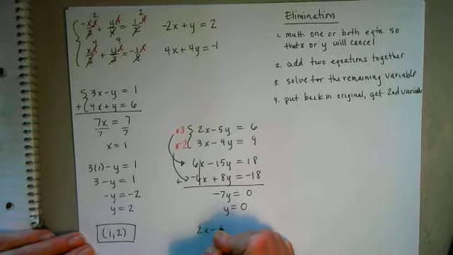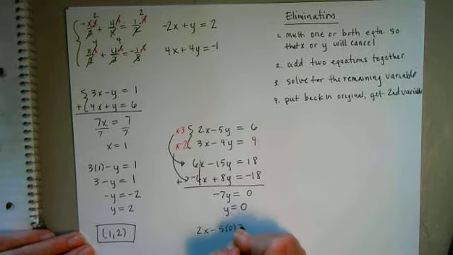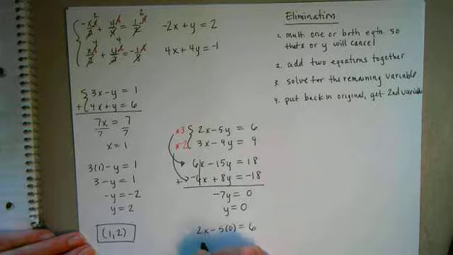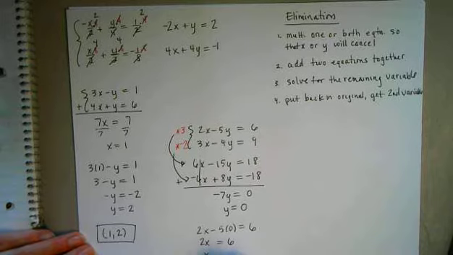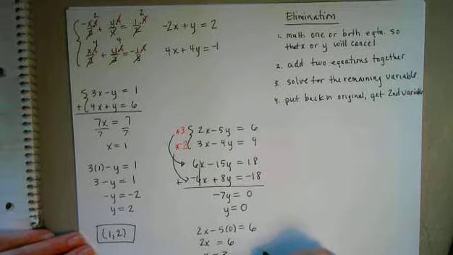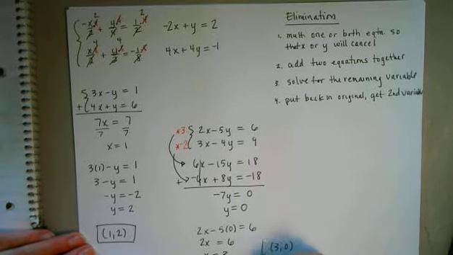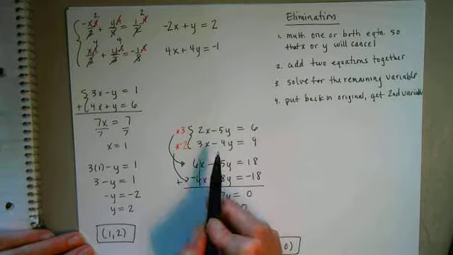And I've got 2x minus 5 times 0 equals 6. So 2x minus 0 equals 6. And then divide by 2, and we get x equals 3. So my answer to this problem is (3, 0). That's the solution to this system.